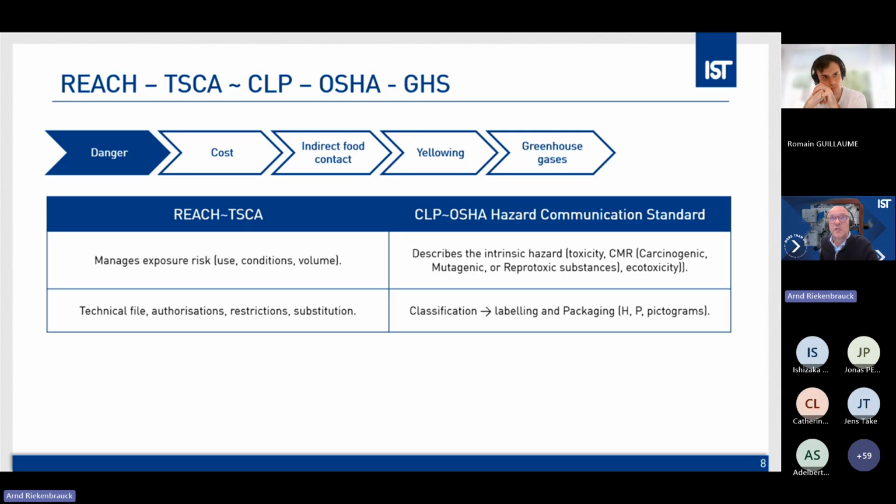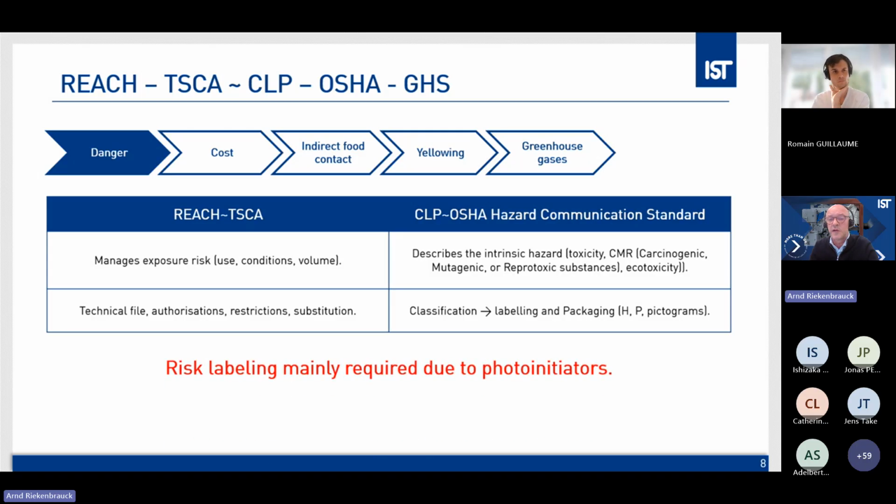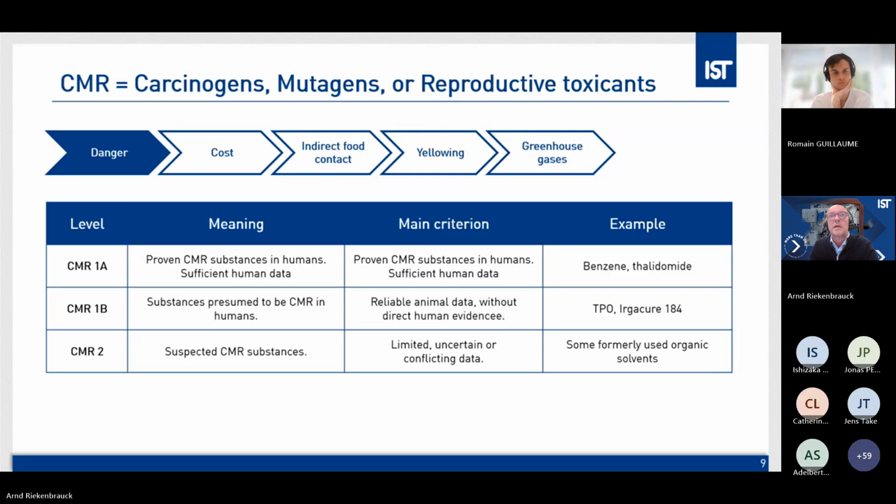We have, besides REACH and TSCA, the need to label and classify the hazard toxicity with the CMR, the carcinogenic, mutagenic, or reprotoxic toxicity of substances, and to put a label on the container. And basically, these hazard labels are due mainly to photoinitiators. The CLP regulations ensure that the hazards of chemicals are clearly communicated to workers, and we find here three classes. We have worldwide the GHS system, the United Nations Globally Harmonized System, which will put together the national requirements, more clear in the future.